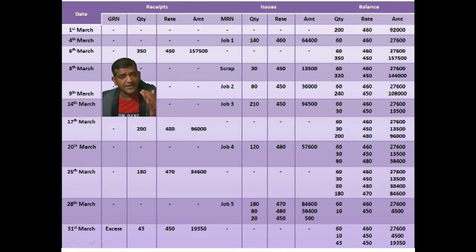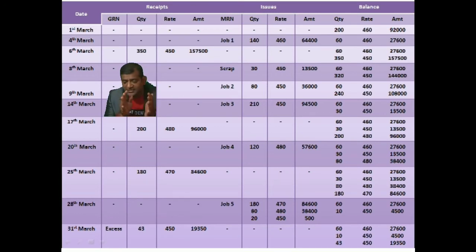So on 6th March, there is a receipt also that has to be reflected in the balance side. So that is 350 tons at rupees 450, 1,57,500 rupees. So now go to 8th March, there is an issue.